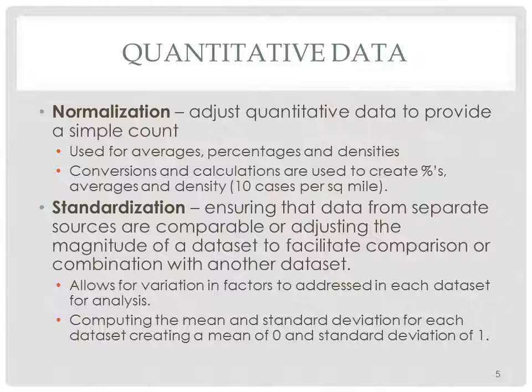Quantitative data is obviously critical to GIS, and there are several aspects to this that we'll look at. Normalization, that is adjusting quantitative data to provide a simple count, which is used for averages, percentages, and densities. And conversions and calculations are used to create percentage averages and density, for example, the number of cases per square mile. Normalization can be done in ArcGIS under the symbology area.